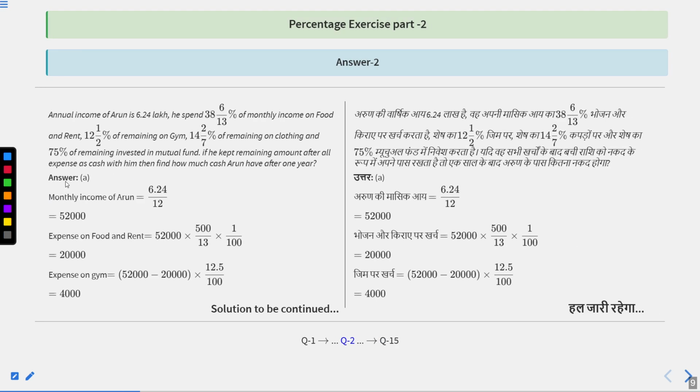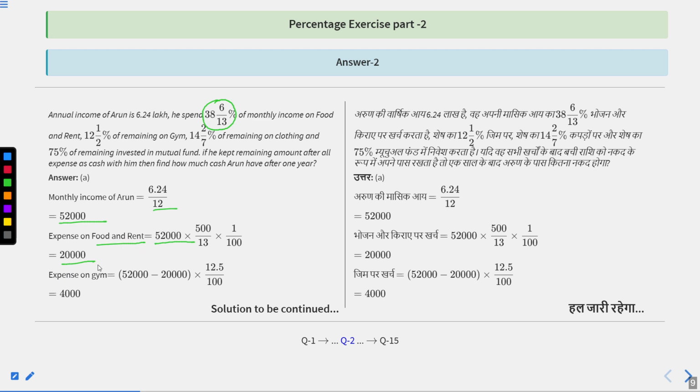Now, if you calculate the monthly income of Arun, what will it be? 6.24 lakh divided by 12, which is 52,000 monthly income. Now the question says the expense on food and rent is 38 and 6 by 13 percent, which is 15,500 upon 13 multiplied by 1 by 100, multiplied by 52,000, and you get 20,000 rupees, which is the expense on food and rent.